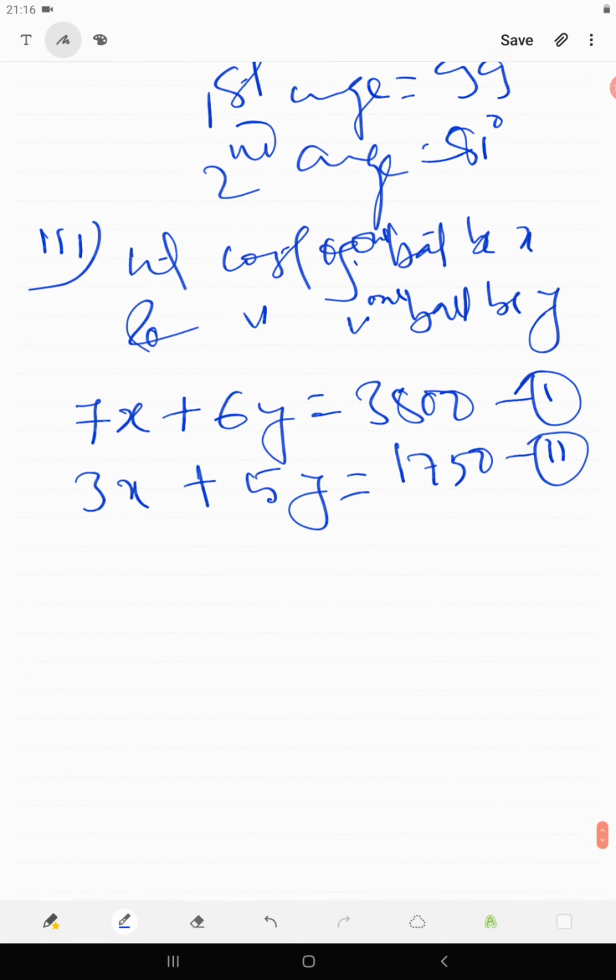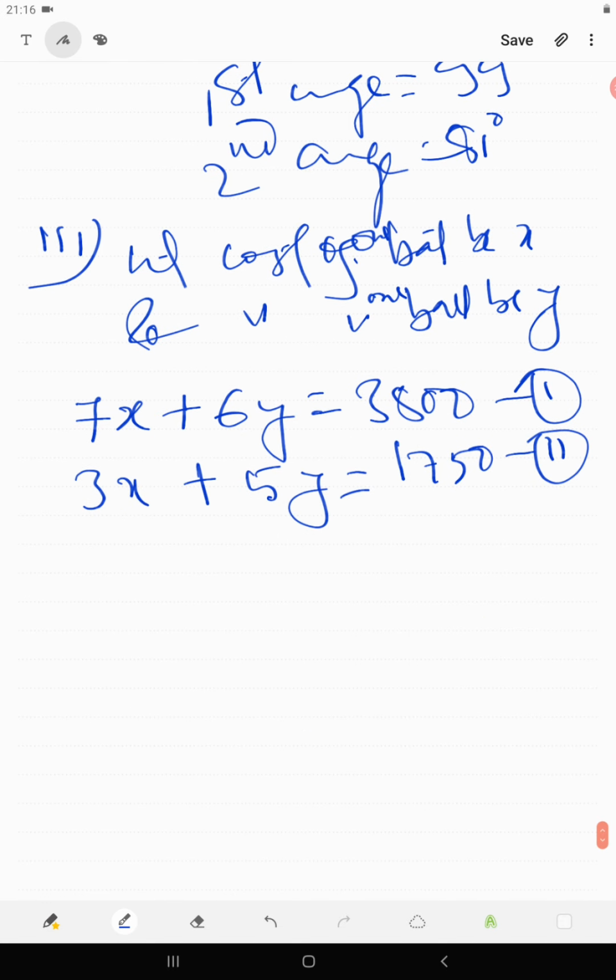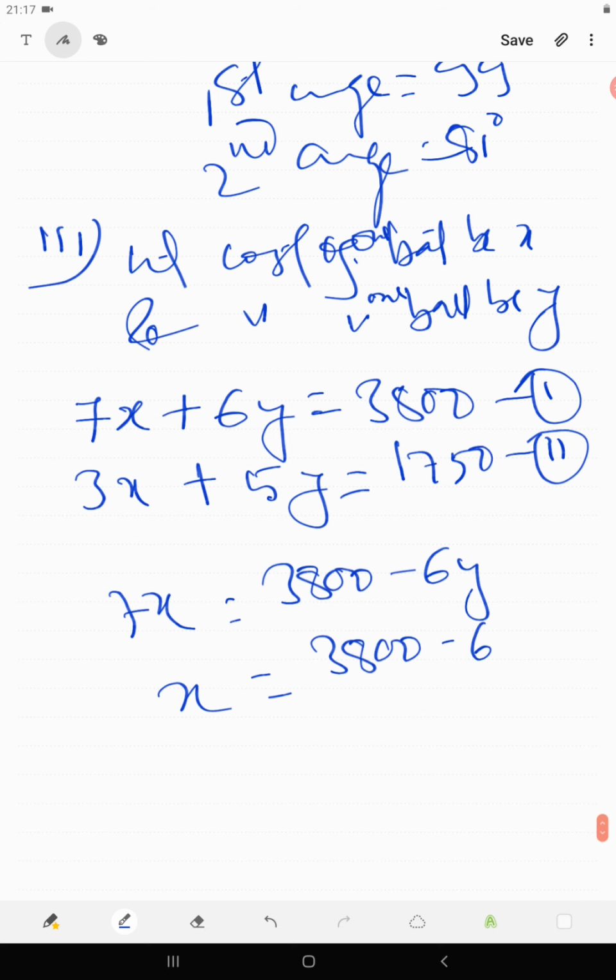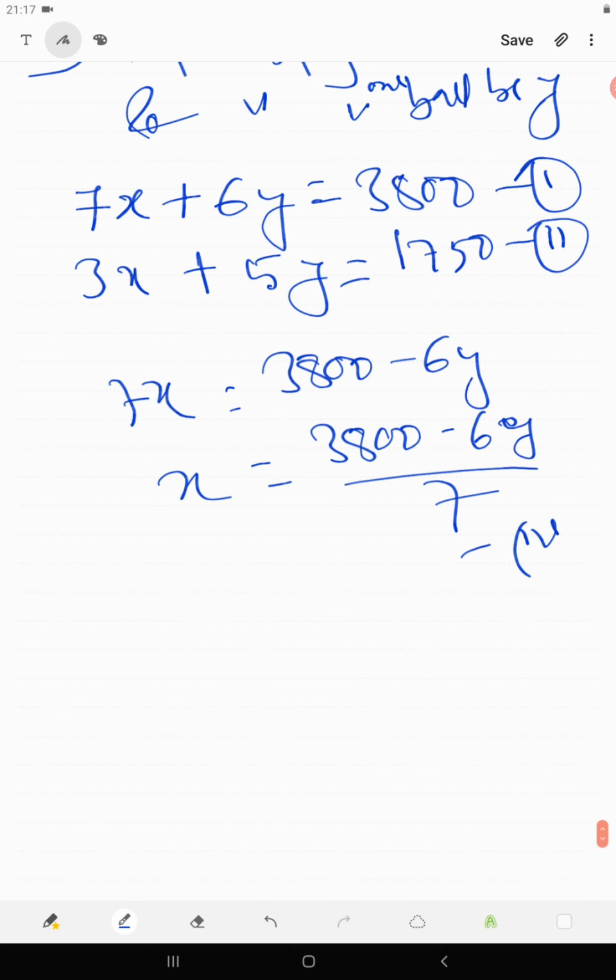So we can write, I am not writing wording from now on. I will simply write what is the value, substitution and all. So from the first equation, I am not writing the wording. Please write it as we have done it. So from the first equation, we can write 7x equals 3800 minus 6y. So x equals (3800 minus 6y) by 7. Correct? This is our equation 3.